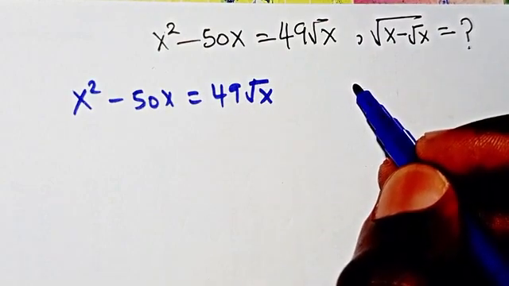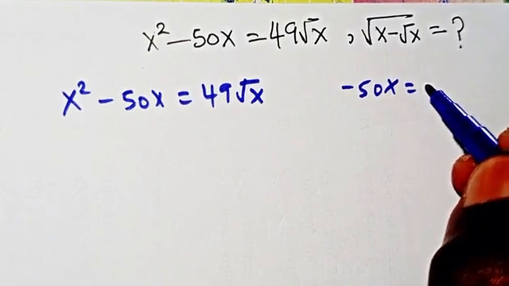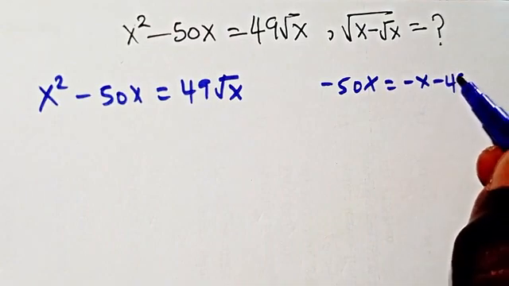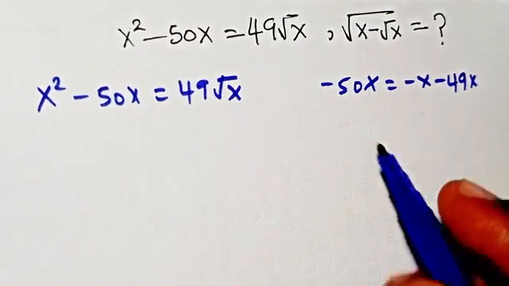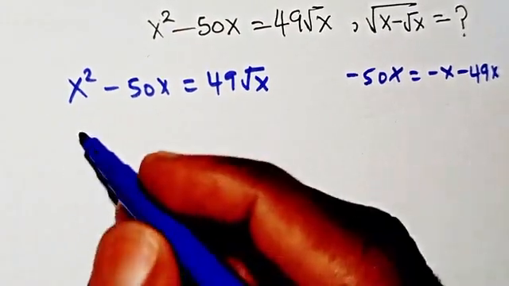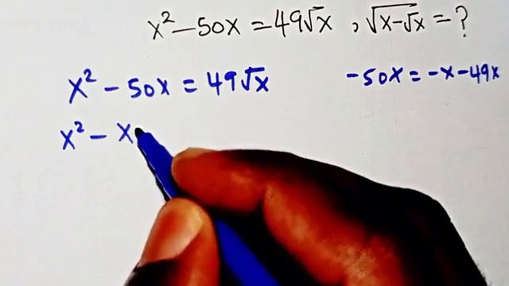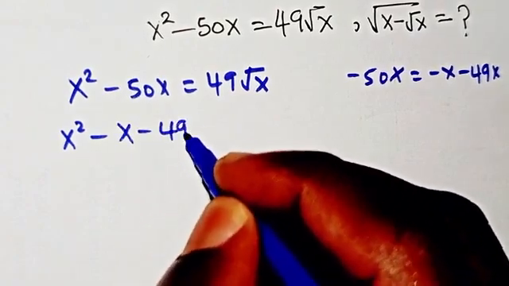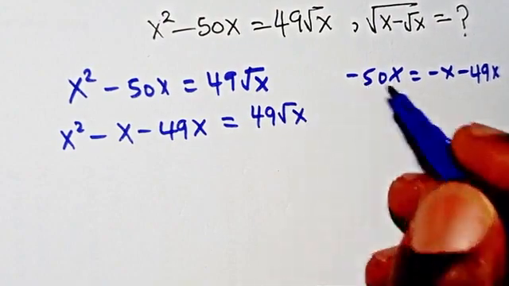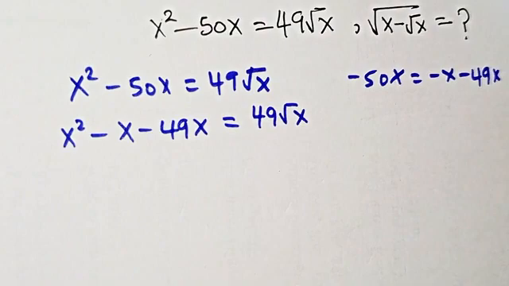That is, if I have minus 50x, it can be expressed as minus x minus 49x. So therefore I'm going to replace this by this. I'm going to be having x squared minus x minus 49x, which equals 49 root x.